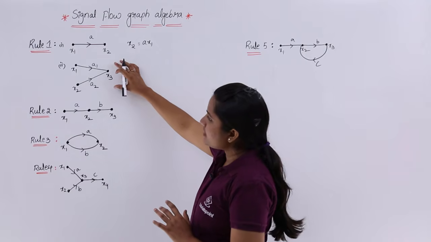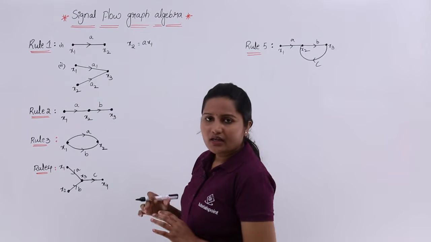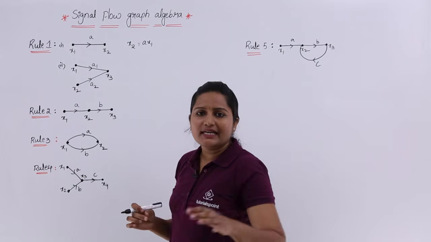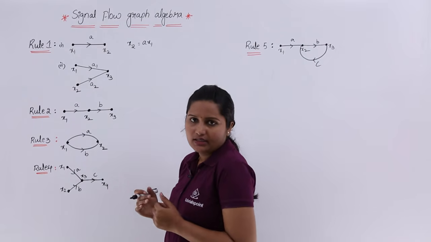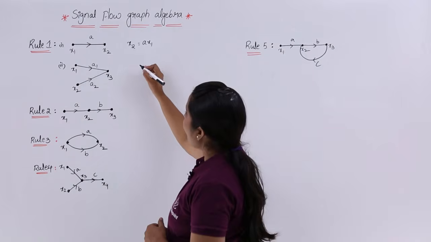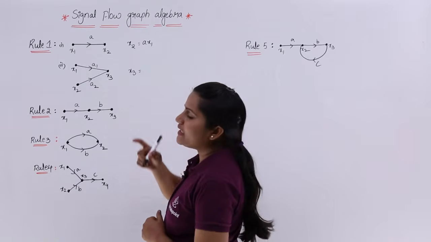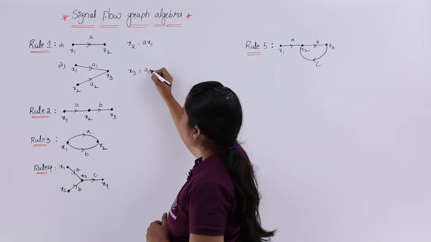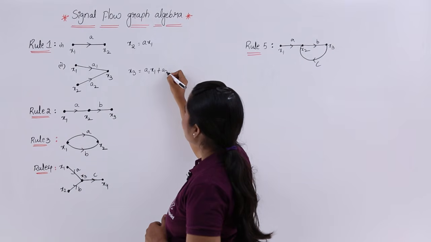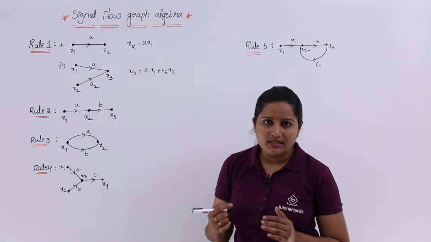Similarly, in this same rule 1, if your output node is getting signals from multiple nodes, then how can we deal with that node? Here the output is x3, and x3 is equivalent to a1 x1 plus a2 x2. The combination of those two lines' gains is nothing but the output.